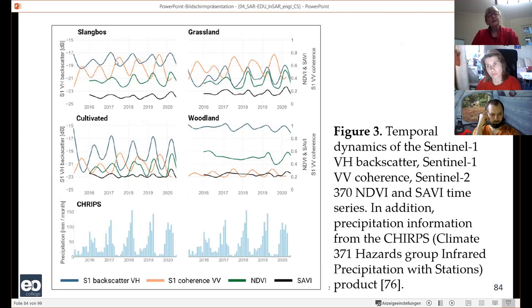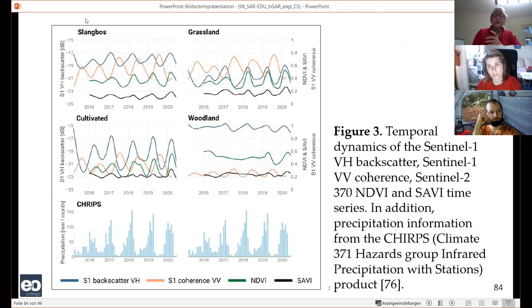Then in the southern hemisphere summer, the vegetation dies, so NDVI goes down, the backscatter goes down, and the coherence goes up. So textbook. Vegetation is dying, meaning less scatterers, less water-filled leaves, less scatterers. So the correlation coefficient of your phases increases.